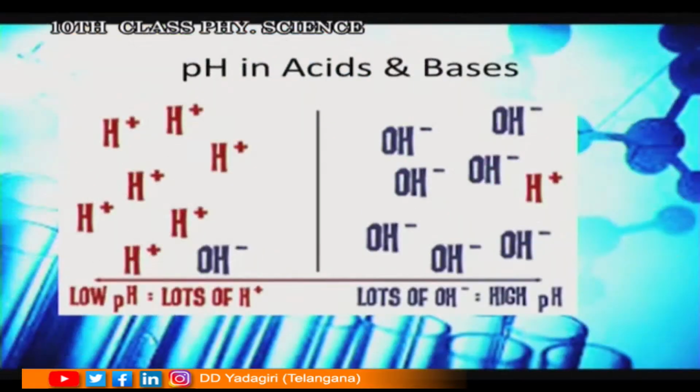pH in acids and bases. Let us look. If the hydronium ion or hydrogen ion concentration is more, it indicates pH is low, that implies it is an acid. On the other side, if we see OH minus ion concentration is more, lots of OH minus implies high pH value, that implies the solution is a base.